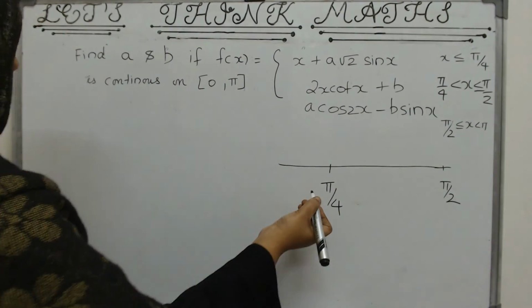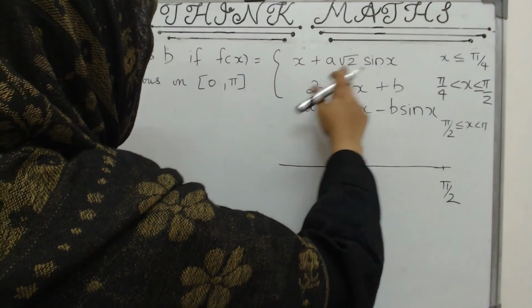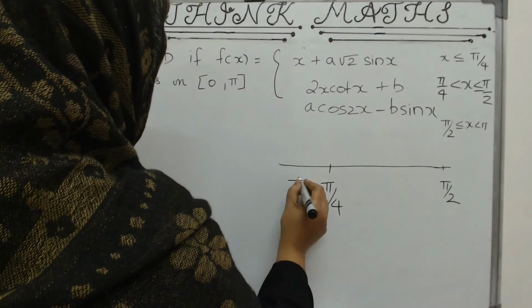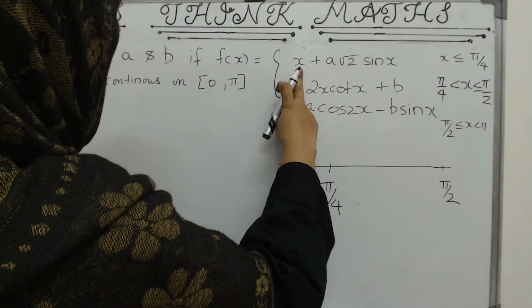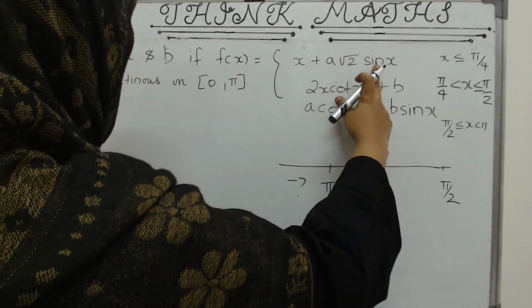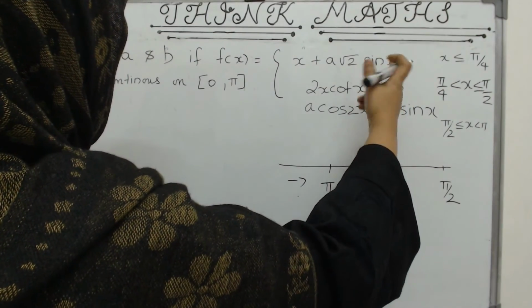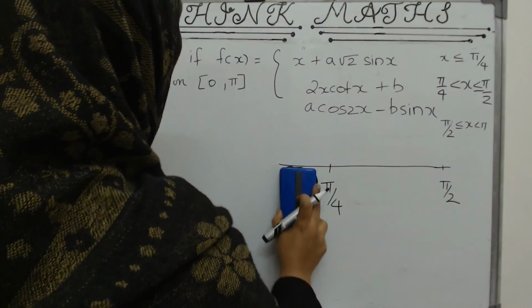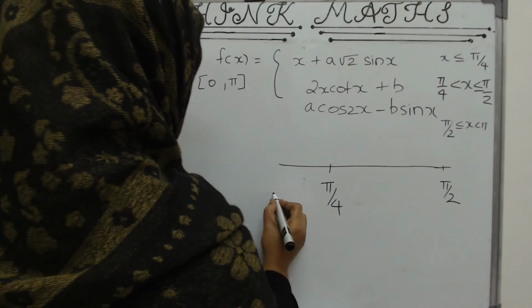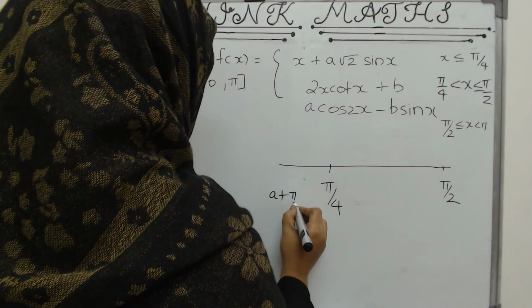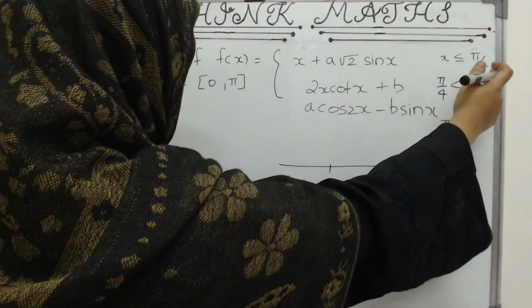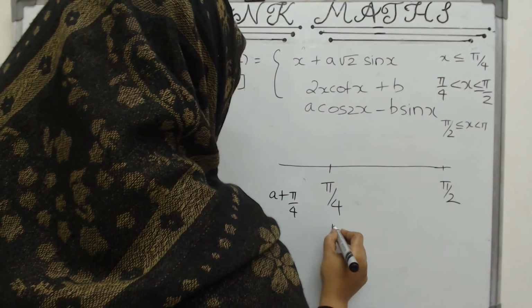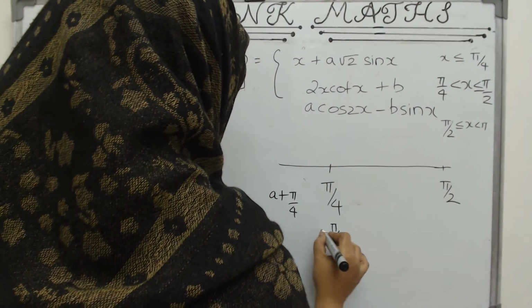Shall we do it now? So when you come from values less than pi by 4, what do you get? Put pi by 4 here. Here you get a pi by 4. Sine pi by 4 is what? Sine 45 is 1 by root 2. It gets cancelled. So your whole term now reduces to a plus pi by 4. This is less than or equal to, right? So at pi by 4 also you have the same value.